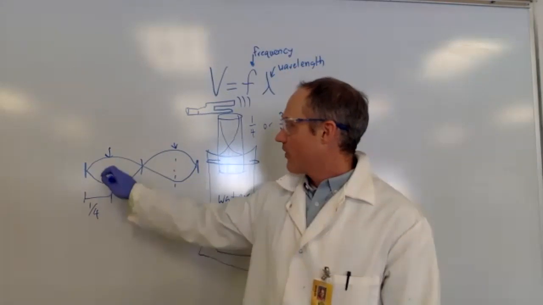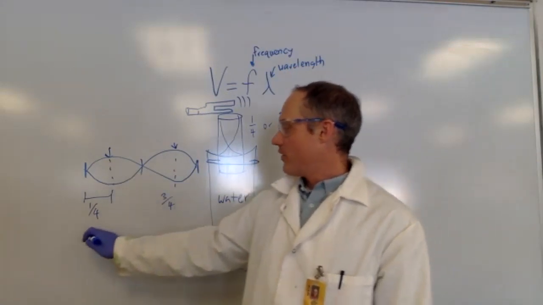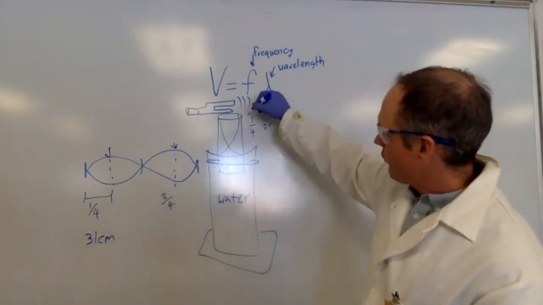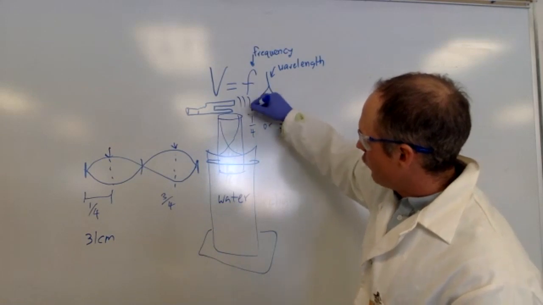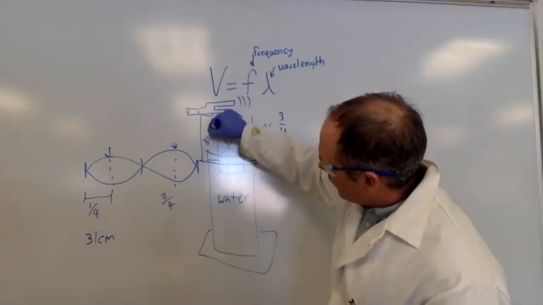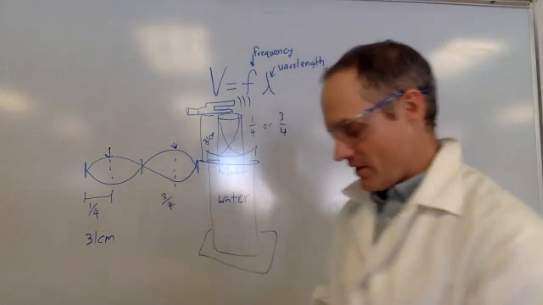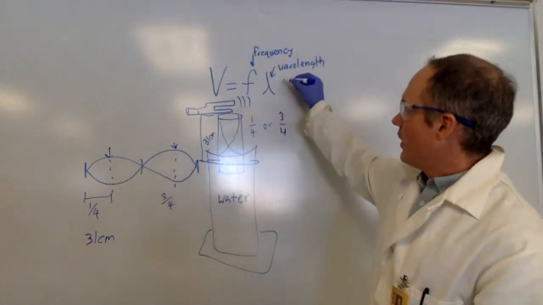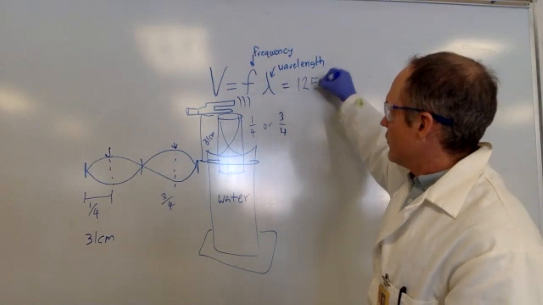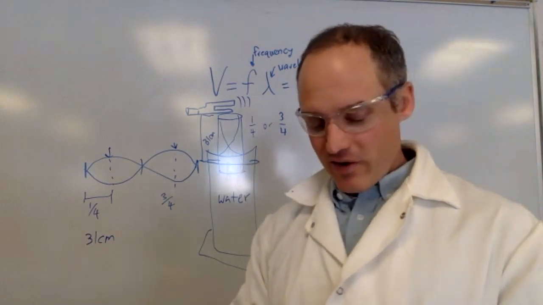But let's say that you had 1/4 of a wave and it was 31 centimeters or something like that. So this measurement from the top of the tube to the water was 31 centimeters. That has to be in meters, but it does go into this equation. And you also have to know the frequency of the tuning fork. The tuning fork will have the frequency right on it.